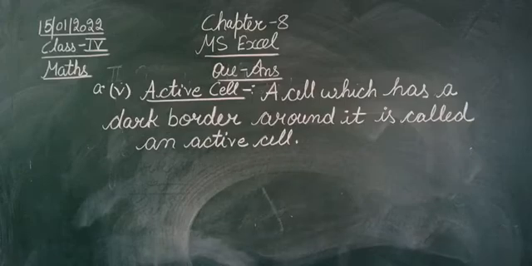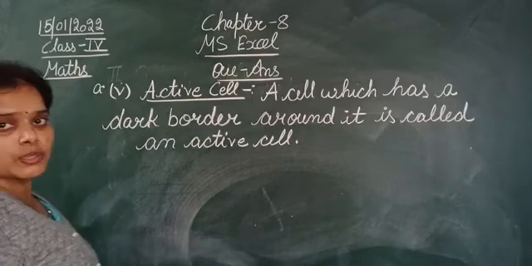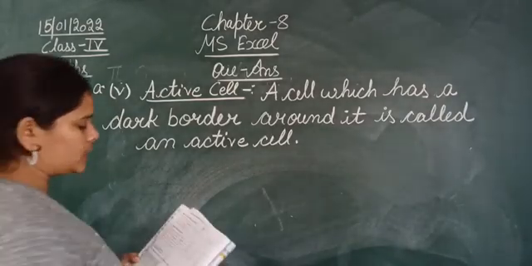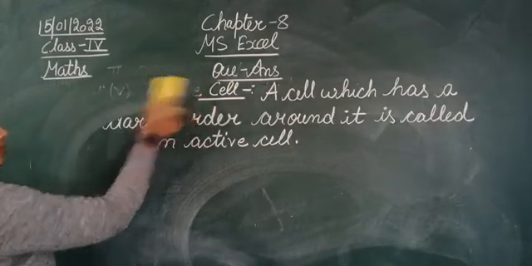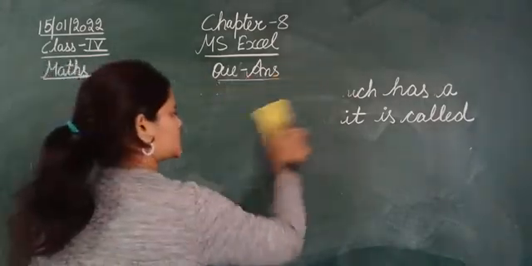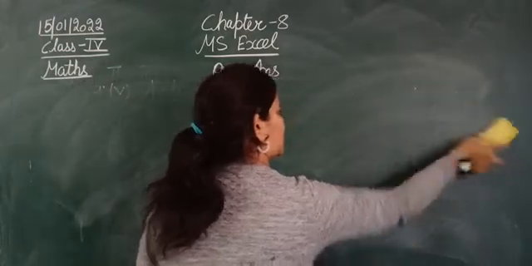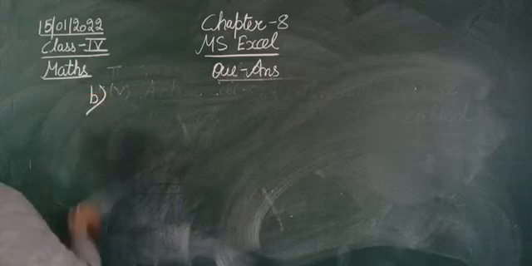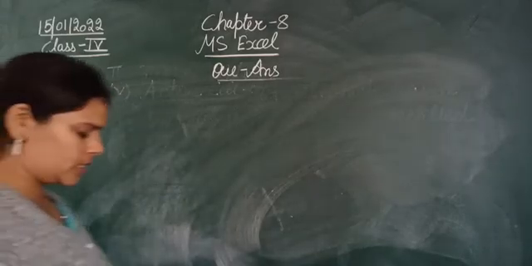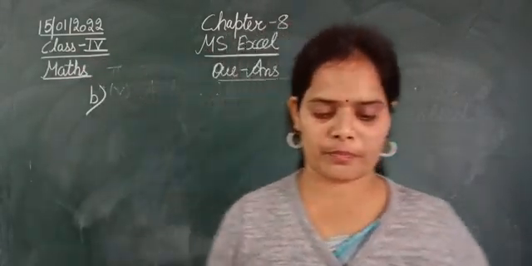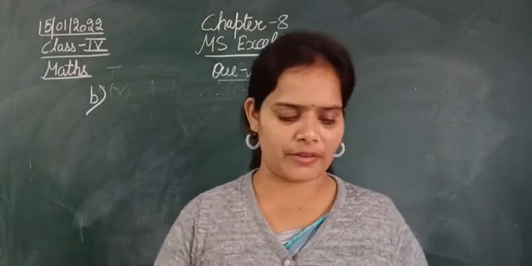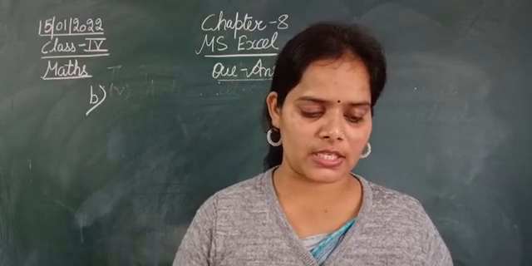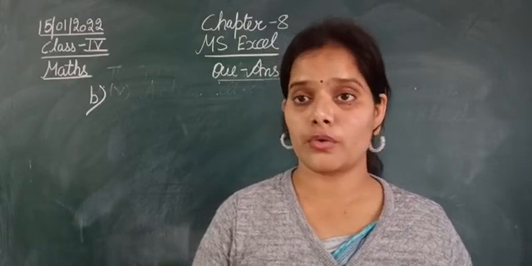Now moving next to question number B. In question number A we were discussing the terms. Question number B is, what is cell reference? Moving to B1. So what is cell reference? A cell is referred by its unique address or cell reference, which is the coordinate of the intersecting column and row.